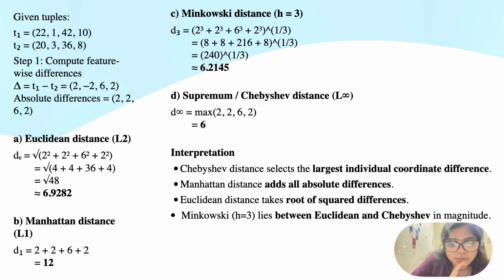Manhattan distance adds all absolute differences. Euclidean distance takes the root of squared differences, and Minkowski lies between Euclidean and supremum distance in magnitude. So this is how question 2 is solved.